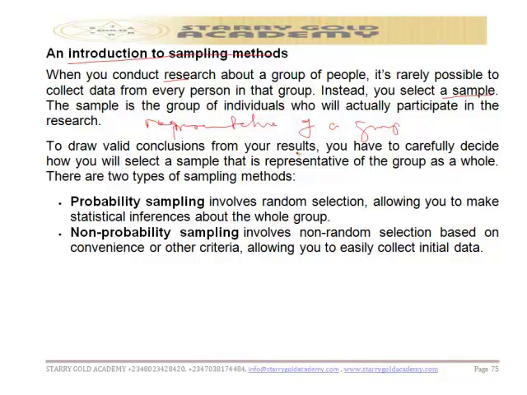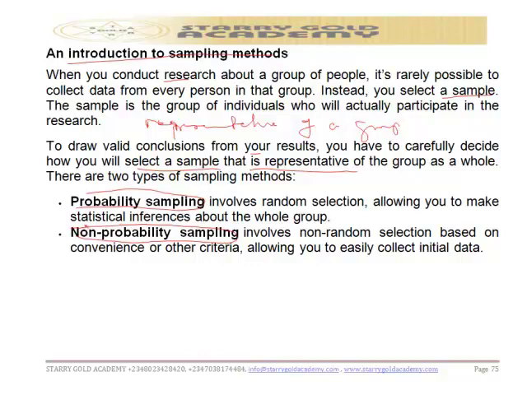And the sample is the group of individuals who will actually participate in the research. And to draw a valid conclusion from your result, you have to carefully decide how you will select a sample that is representative of the group as a whole. There are two methods of sampling. The first one is probability sampling, and the second one is non-probability sampling.